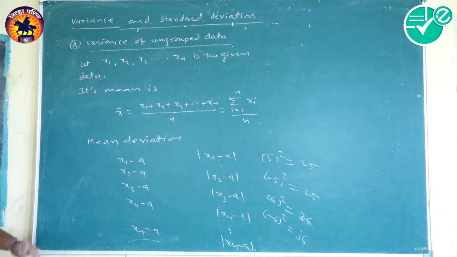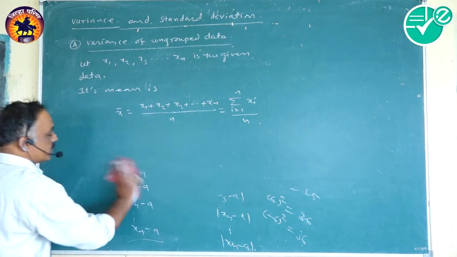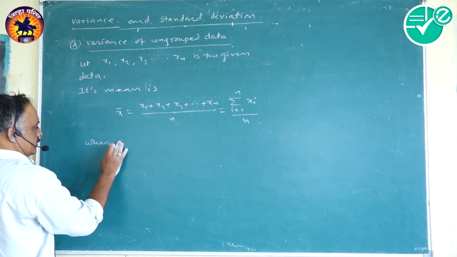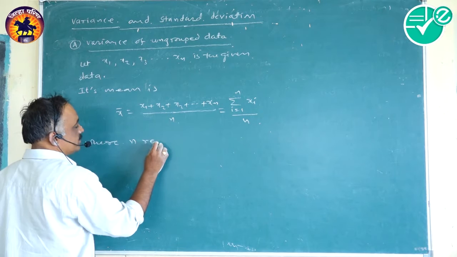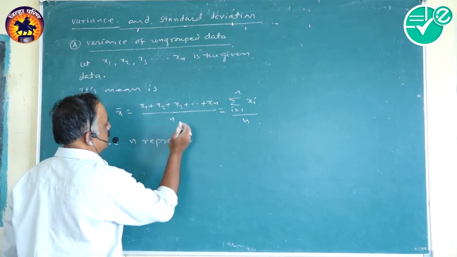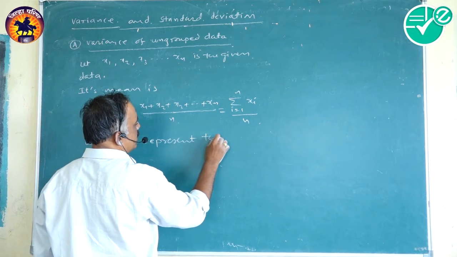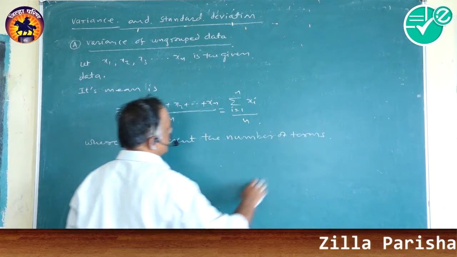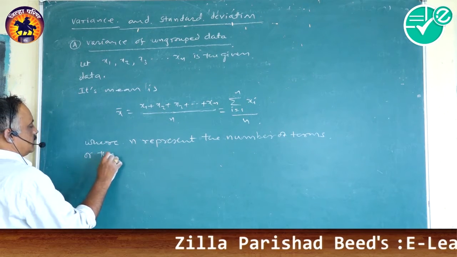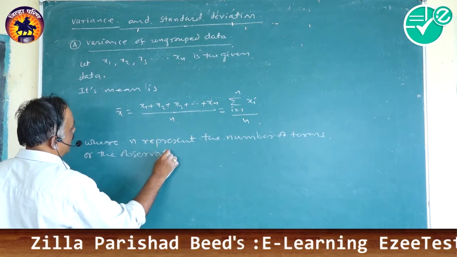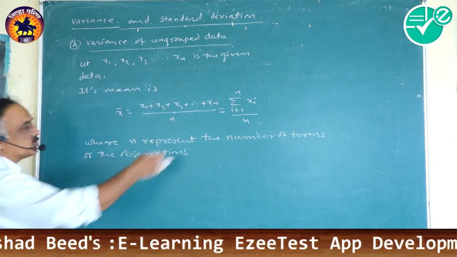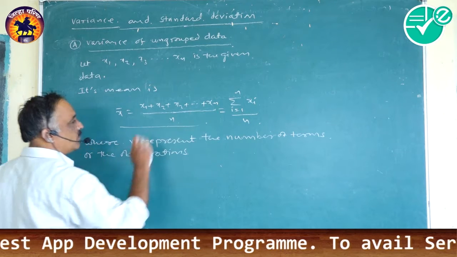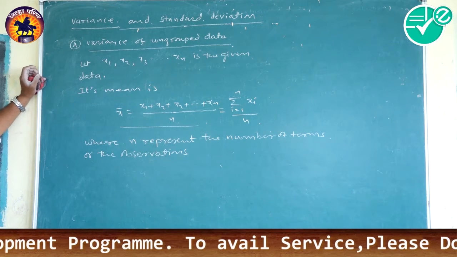Here n represents the number of terms or the number of observations given in the data. So it is quite easy to understand. We studied it earlier as well, and we are always finding the mean in everyday life also. So this is the mean.